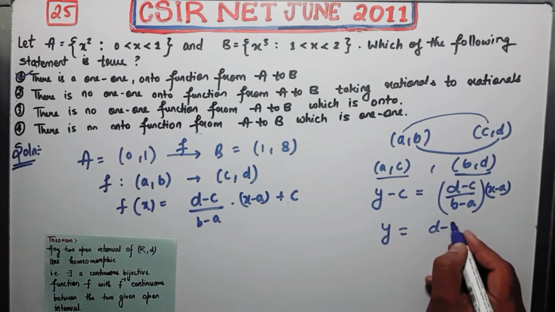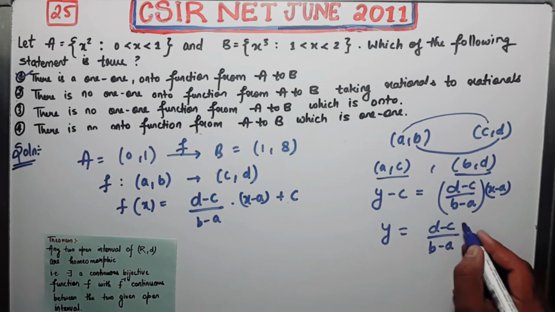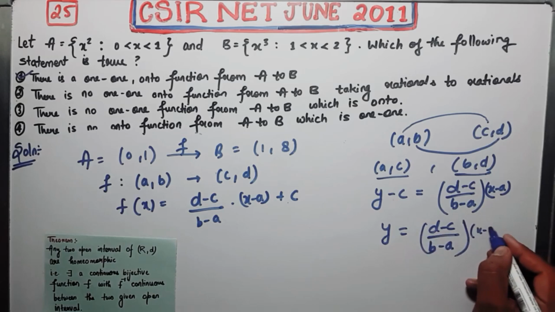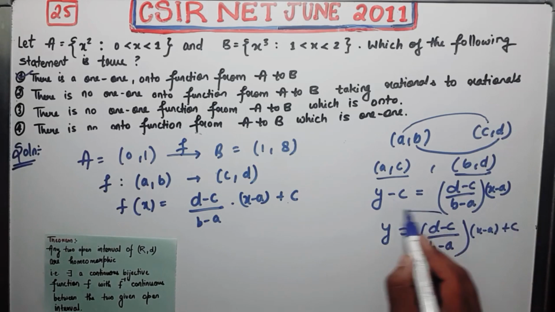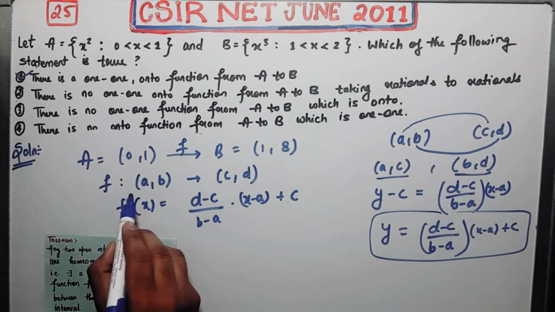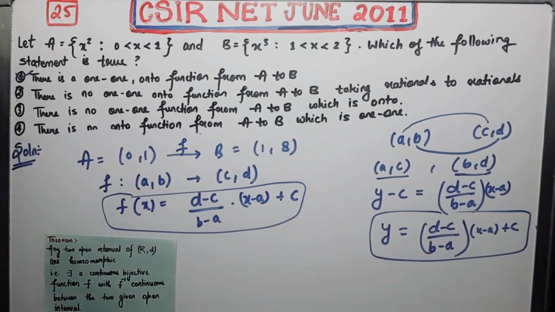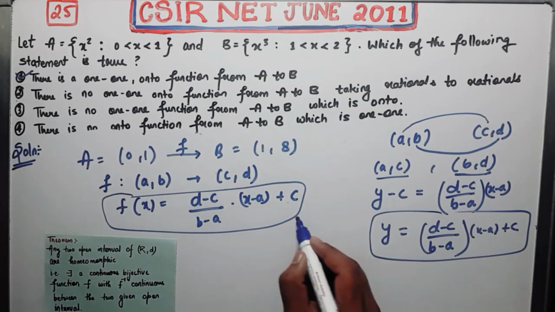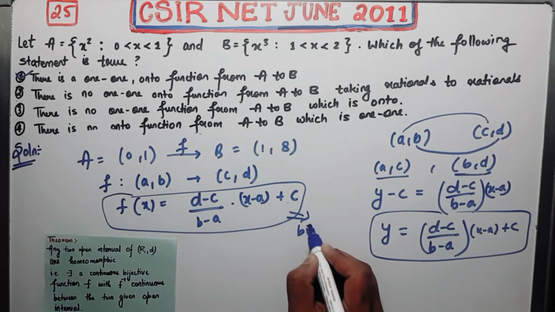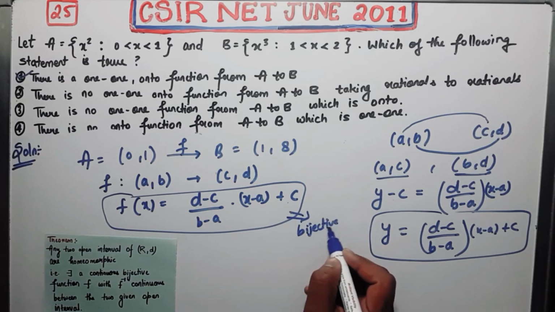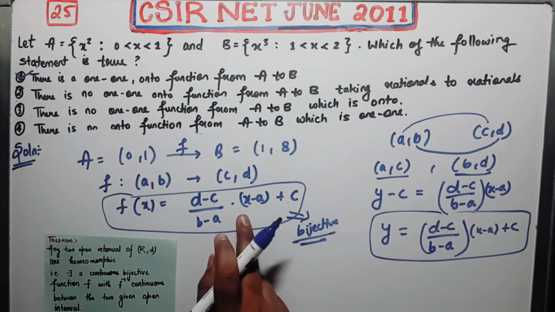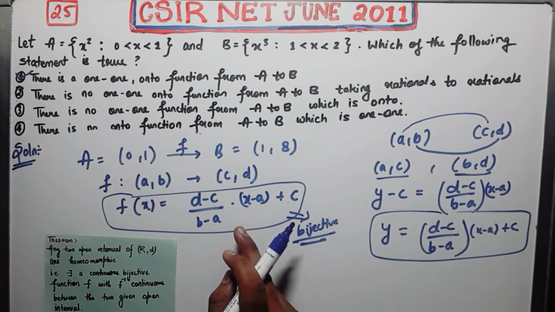y is equal to (d minus c) upon (b minus a) times (x minus a) plus c. This is your line, and this is the map I am taking. So this is a line between (a, b) and (c, d). Therefore it's a bijection. If you try to compute its inverse, you will also know that this is a bijection. This is a line, therefore it's continuous.